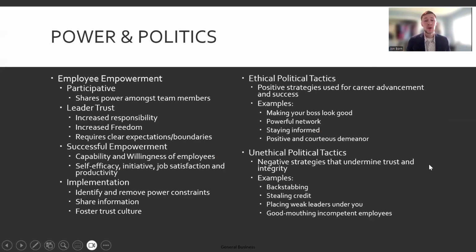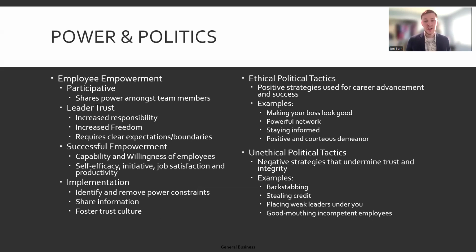For power and politics, we focused on employee empowerment and ethical and unethical political tactics. So starting with employee empowerment, it's pretty self-explanatory in that it's participative and it shares power amongst the team members. It requires leader trust. It increases the responsibility of the employees and their freedom. However, it requires clear expectations and boundaries so it doesn't get abused.